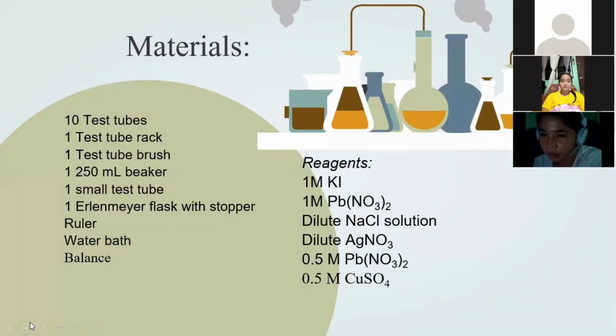So, for the materials, we have 10 test tubes, 1 test tube rack, 1 test tube brush, 1 250 ml beaker, 1 small test tube, 1 Erlenmeyer flask with stopper, ruler, water bath, and balance.